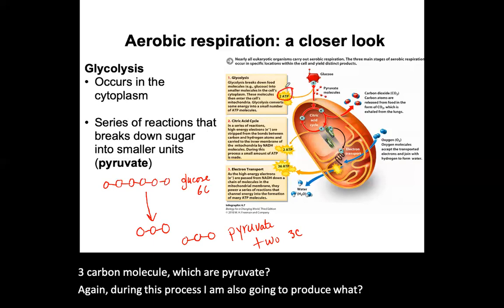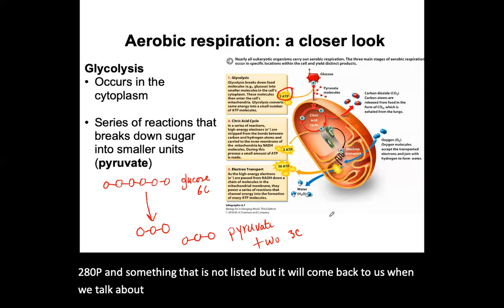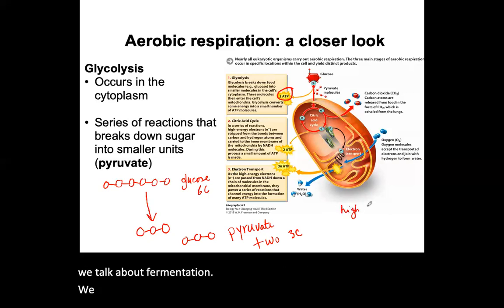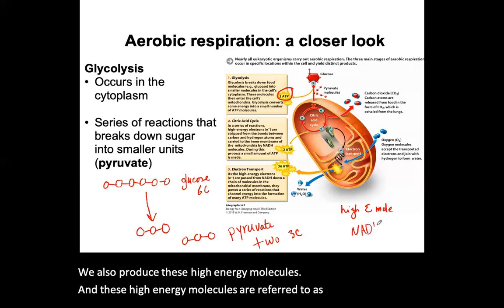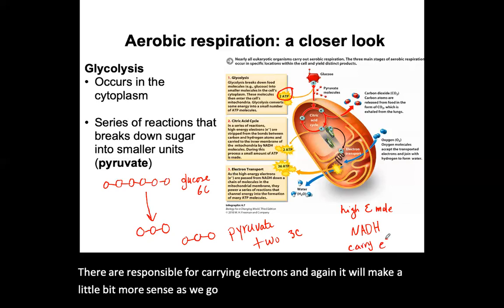2 ATP. And something that is not listed, but it will come back to us when we talk about fermentation. We also produce these high energy molecules, and these high energy molecules are referred to as NADH. They are responsible for carrying electrons. And again, it will make a little bit more sense as we go through it, but I'm not really diving into detail about this.